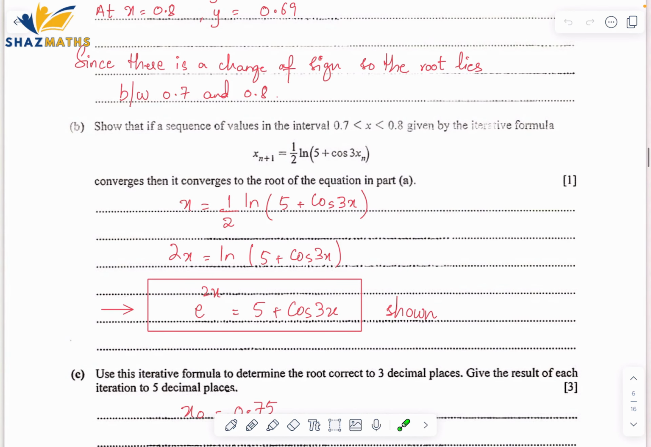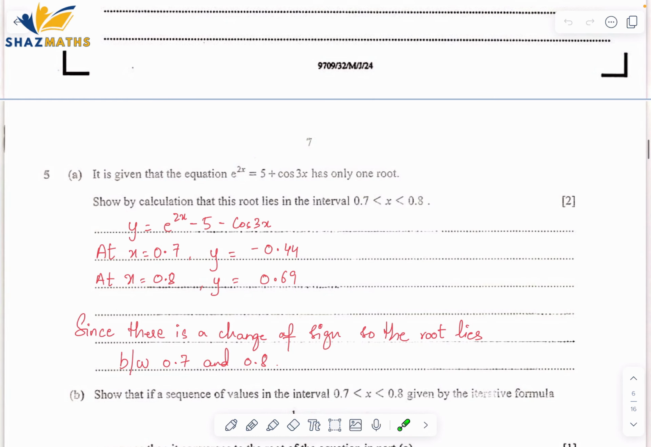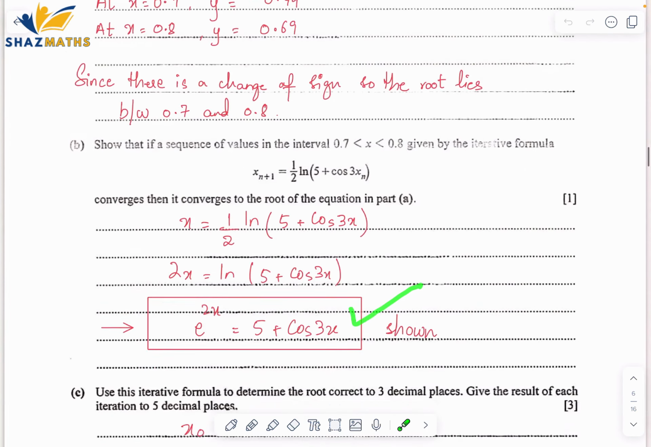So I'll take this 2 to the other side. The base of ln is e, so it becomes e to the power 2x equals 5 plus cos 3x, which is exactly the same equation as in part A. So we have proved it.